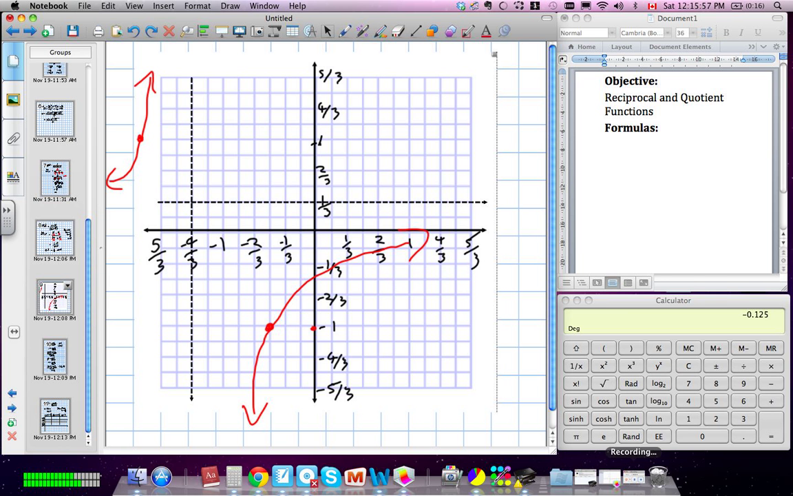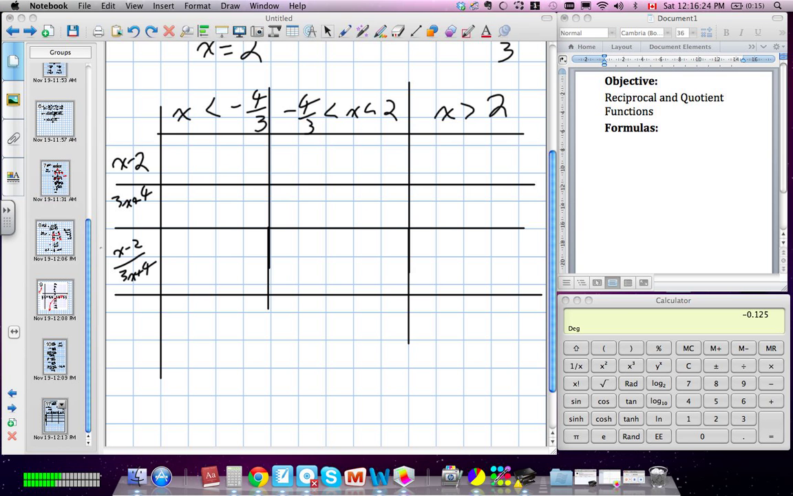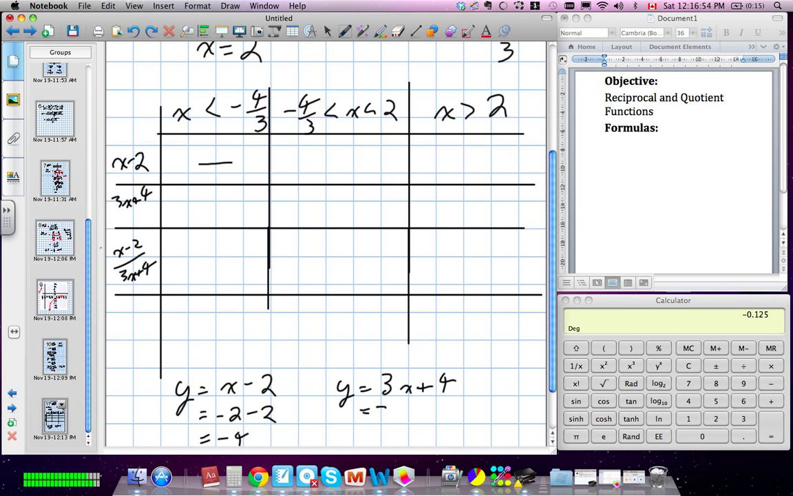So the test value for this function is we take a value that would be less than negative 4 over 3. So I'm going to take negative 2 and figure out what my y value would be for our original function. So y equals x minus 2. Well, if x is negative 2, negative 2 minus 2, y is negative 4. So in other words, I'm going to be in the negatives. Okay? Same with this guy. We'll put in negative 2, so y equals 3x plus 4. Same idea, 3 times negative 2 plus 4, that gives me negative 6 plus 4, which is negative 2.